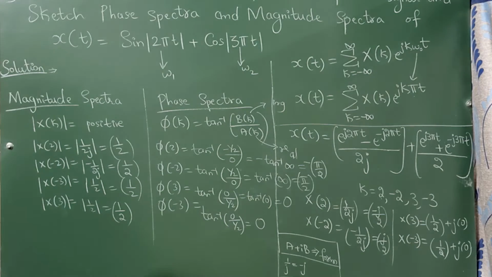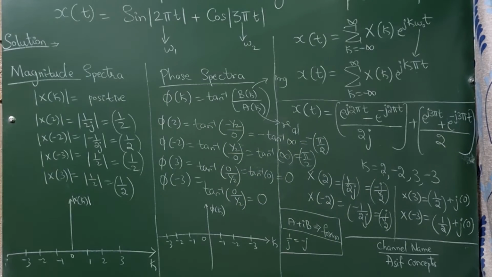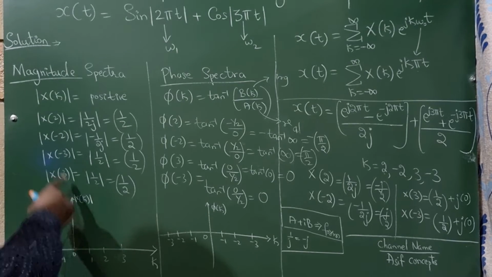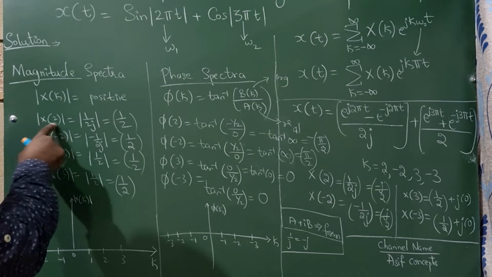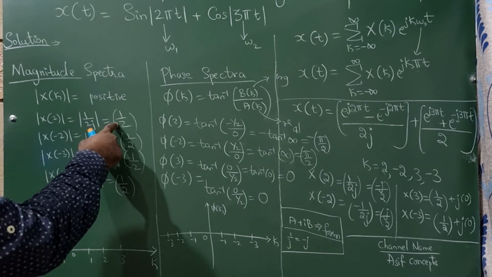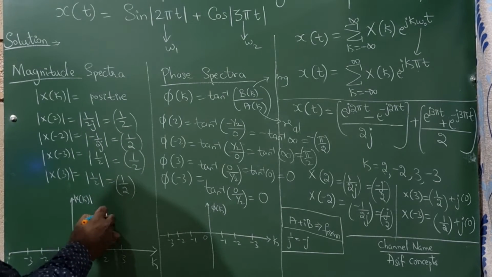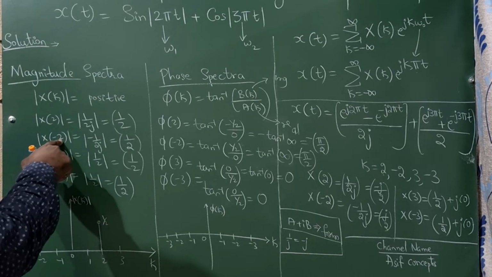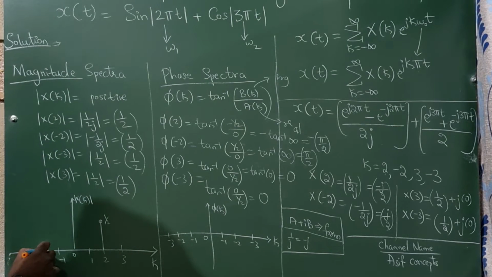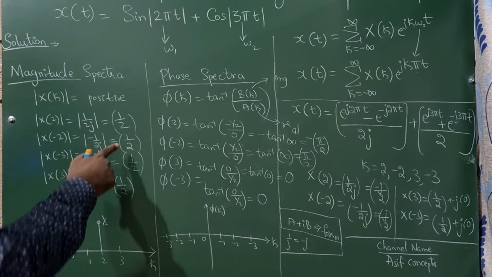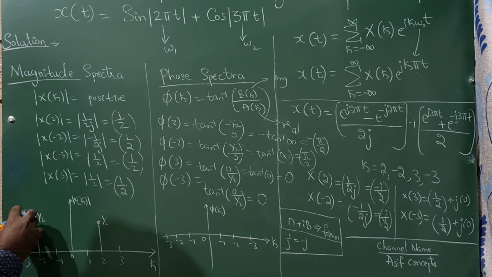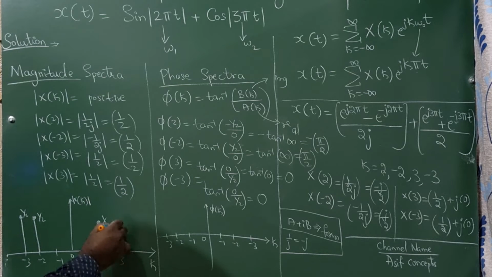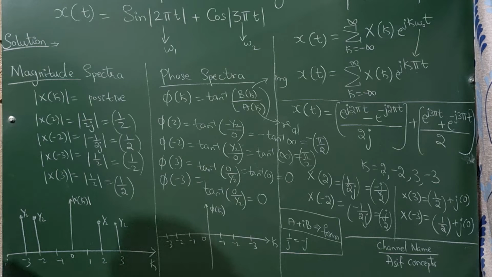Now let us draw the diagram. Now this is X of k modulus, and these all the values are k. Now X of 2, it means here it is 1 upon 2. So draw like this and write 1 upon 2. X of minus 2, come on the left side and write here 1 by 2. X of minus 3 is 1 by 2. Fine. X of 3 is 1 by 2. Okay. So other terms will all become 0.